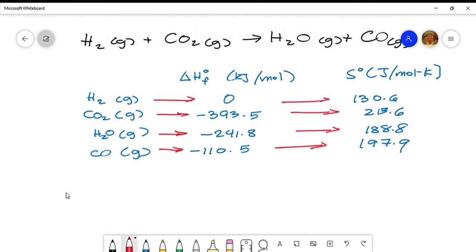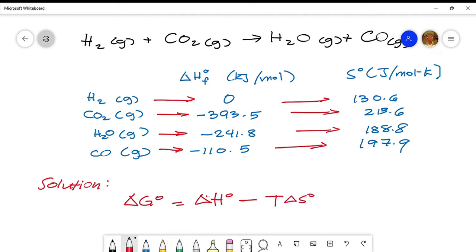The next one would be the solution, okay? So we are asked to find the standard change of free energy. We should approach this one on a step-by-step basis. Note that to solve for G, we need the change in enthalpy in standard condition minus the temperature times the change in entropy. Okay, so the temperature here should be in Kelvin.